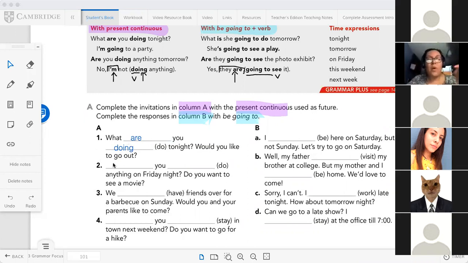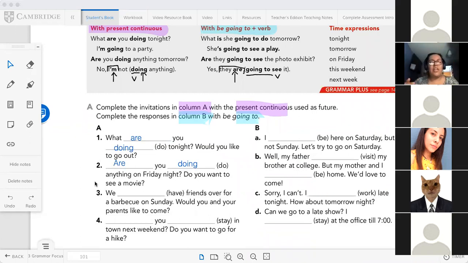Number 2, I'm gonna do 1 and 2 and you guys are gonna do 3 and 4. Number 2, otra vez el verbo be, pero esta vez es la primera palabra, usa mayúsculas. Are you doing anything on Friday night? Do you want to see a movie?